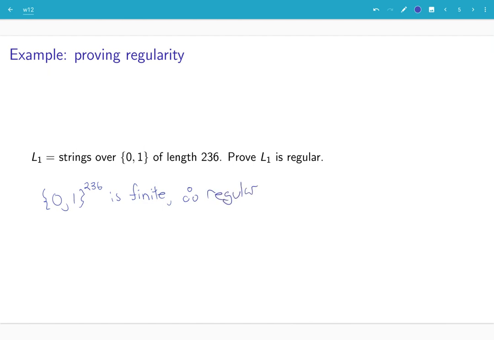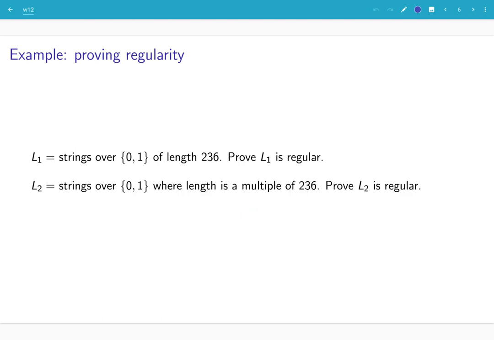Let's look at another example. What about L2? Strings of zeros and ones where the length is a multiple of 236. So this one, we can't use that escape hatch. It's not a finite language. There are infinitely many strings in this language because there are infinitely many multiples of 236. I would suggest pausing this and seeing if you can come up with a proof for this language.